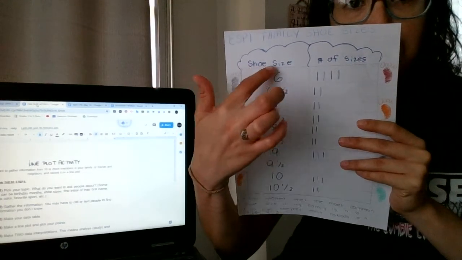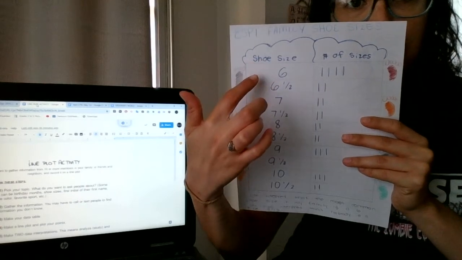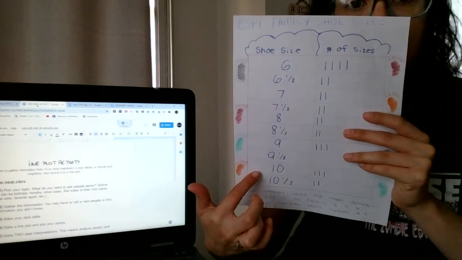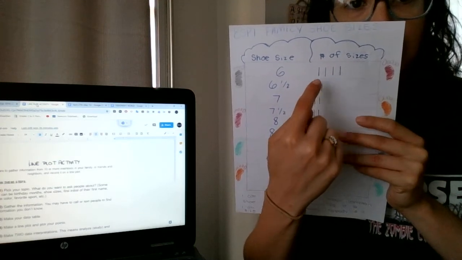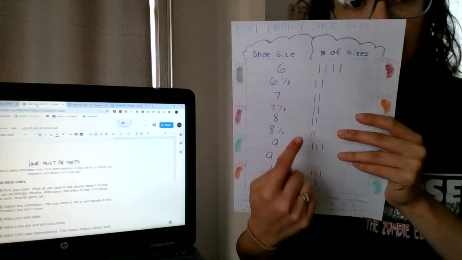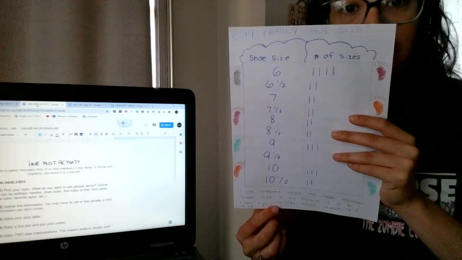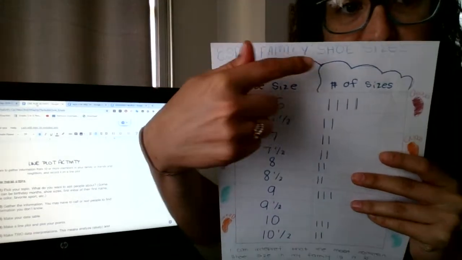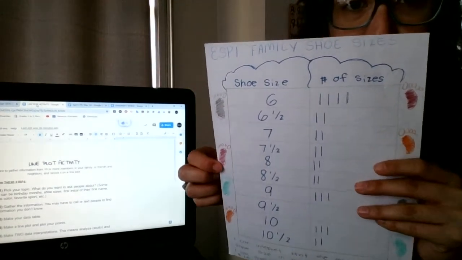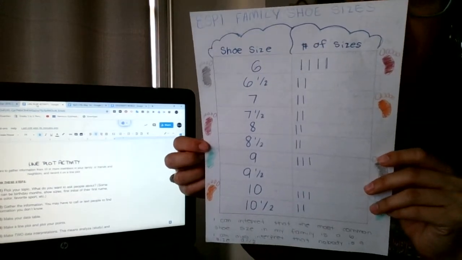Or let's say you pick favorite sport. Over here, you're going to write favorite sport, and then you're going to write your options here. And then over here, you're going to say number of sports, and then you're going to put your tally marks for whatever people vote for here. And then I gave it a little title. I put SB Family Shoe Sizes. You can put a title if you want. You don't have to.